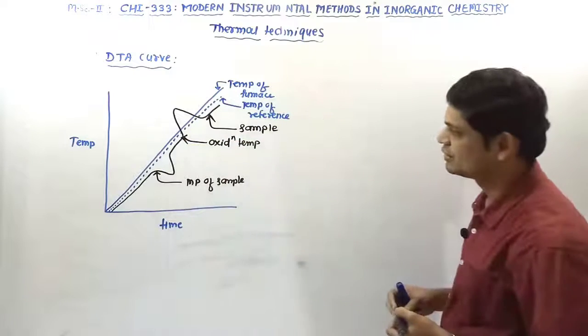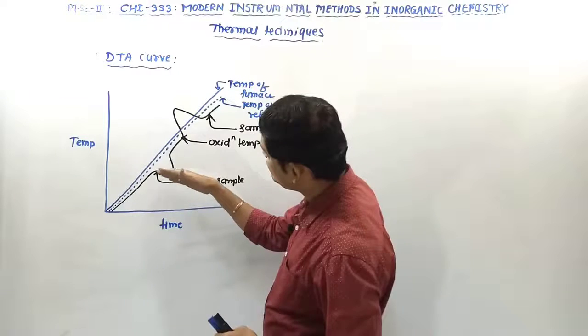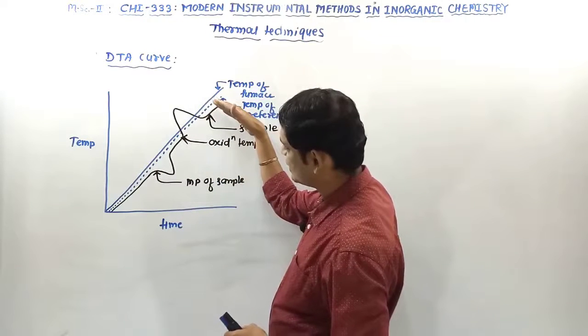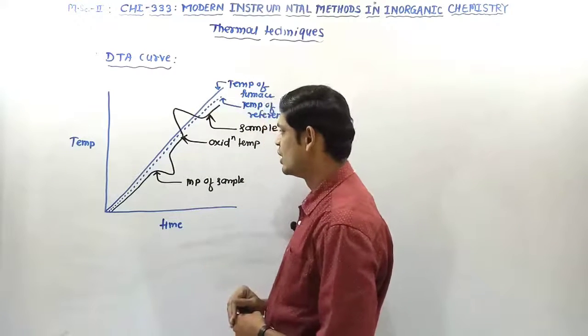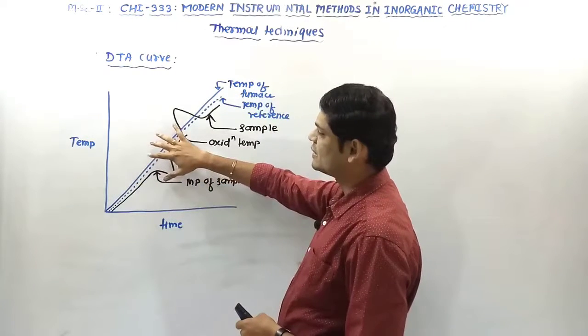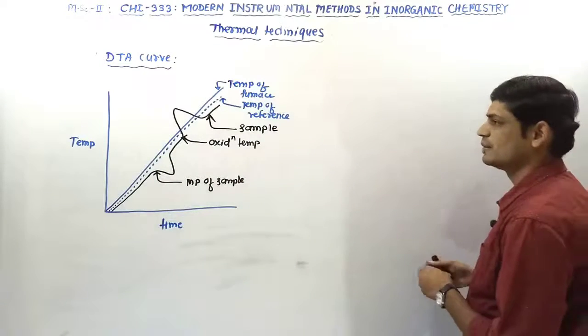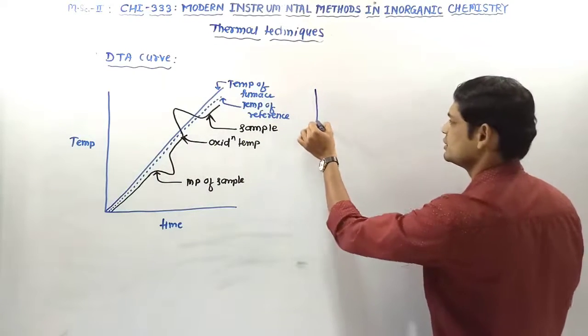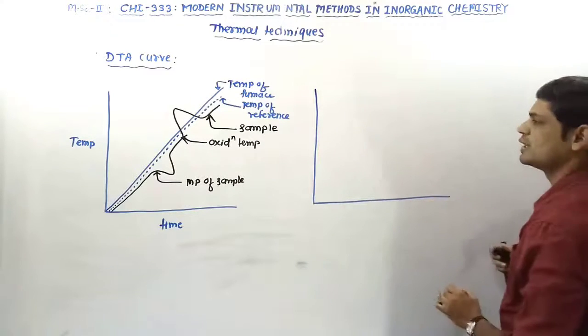Oxidation temperature. So you got it? These are nothing but the comparative changes in temperatures upon simultaneous heating with respect to time. We can convert this curve or this data into another format also. That is, we have to plot a change in temperature with respect to time.